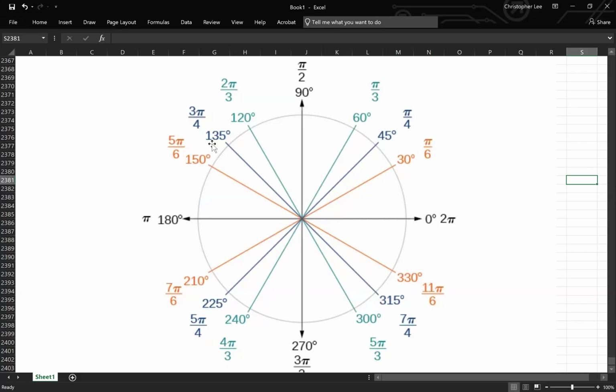So the numbers with the pi's in them, those are radian measures, right? The ones with the degrees, those are degree measures.